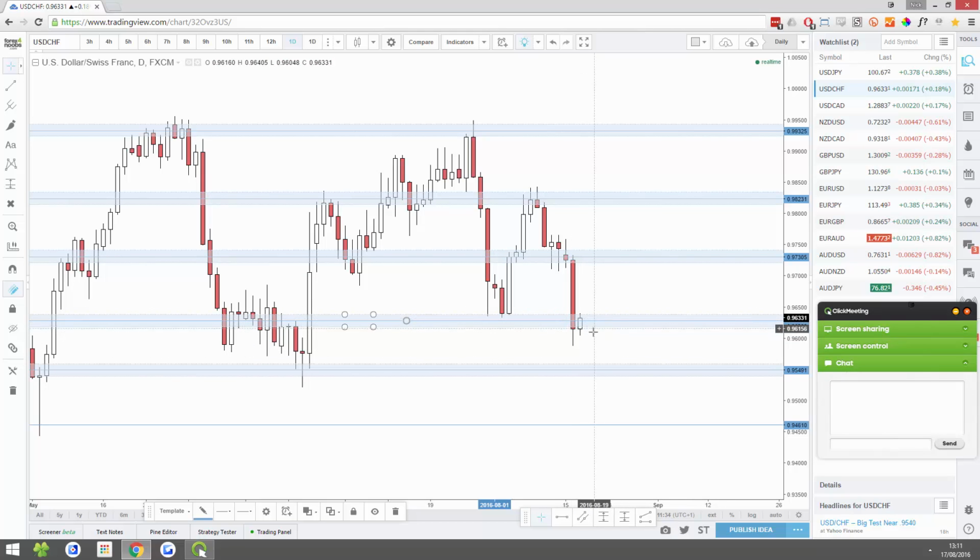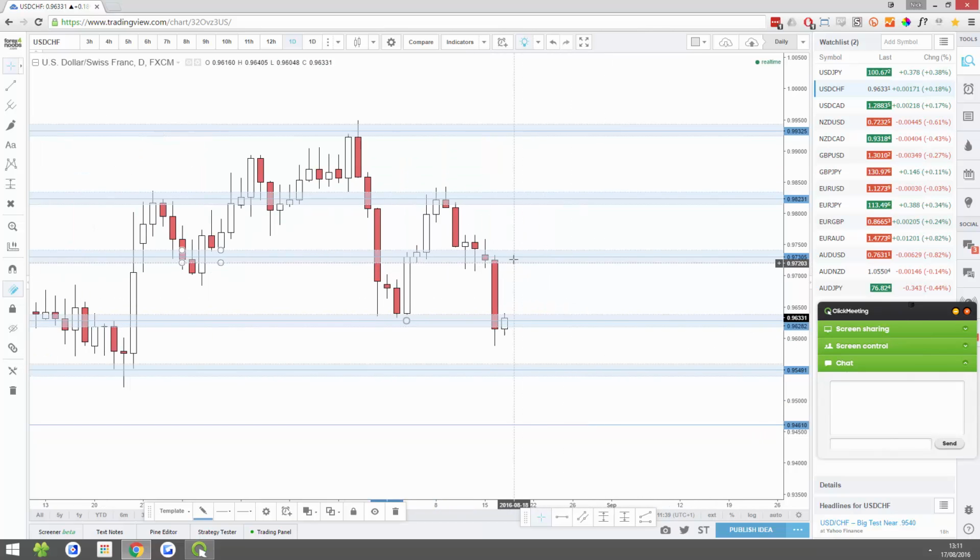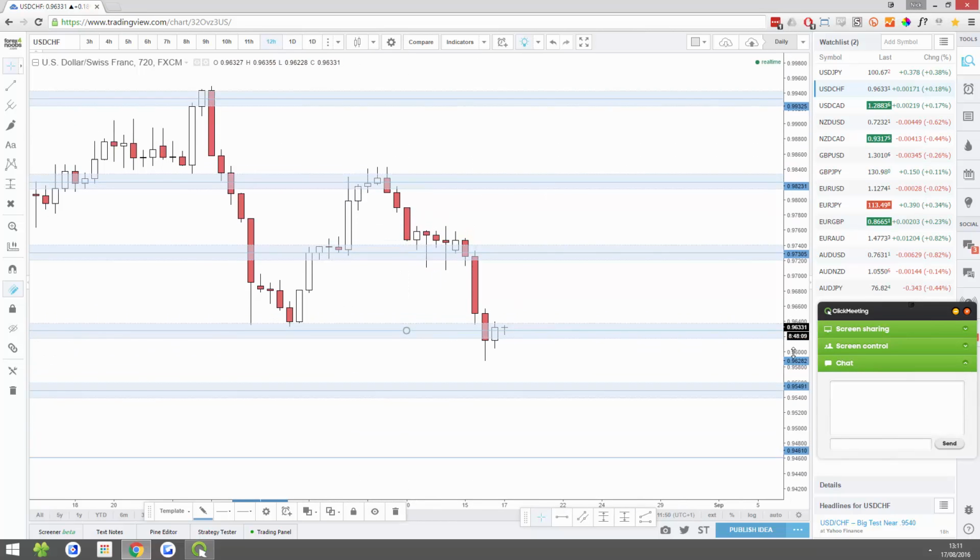It doesn't look like a solid indecision candle, but if you take a look at this, it's quite clear what's going on here. You got price hitting an area of support and it's stalling. Price is stalling. Buyers seem to be wanting to take control of price. It looks okay-ish on the 12-hour.